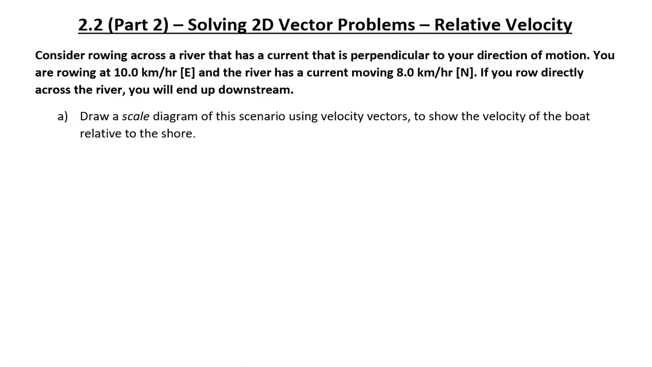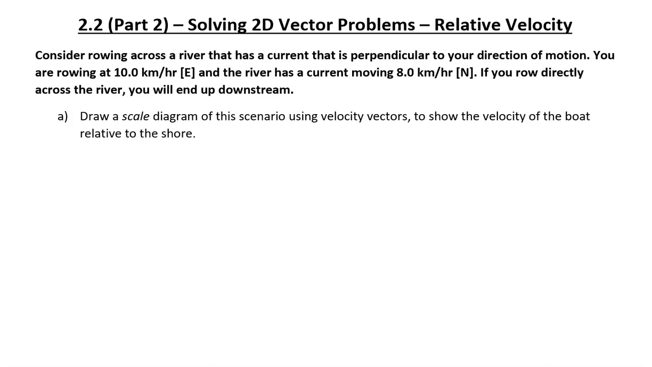Consider rowing across a river that has a current that is perpendicular to your direction of motion, so it's 90 degrees to the direction of motion. You are rowing at 10 kilometers per hour east, and the river has a current moving 8 kilometers per hour north. If you row directly across the river, you will end up downstream. So it doesn't mean you're going to end up at the end of the stream.